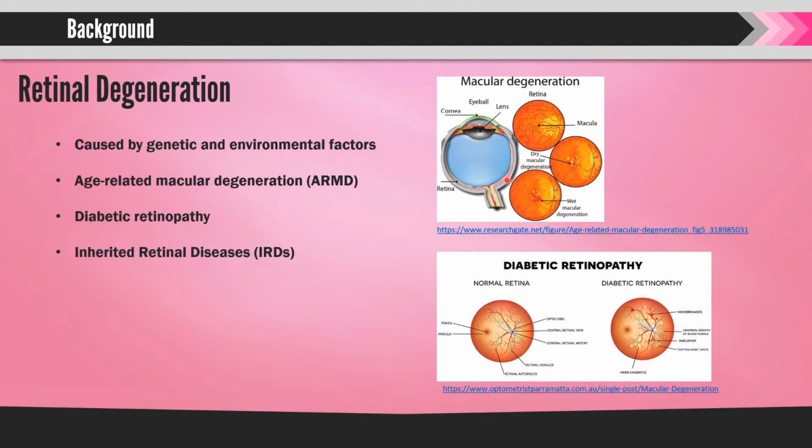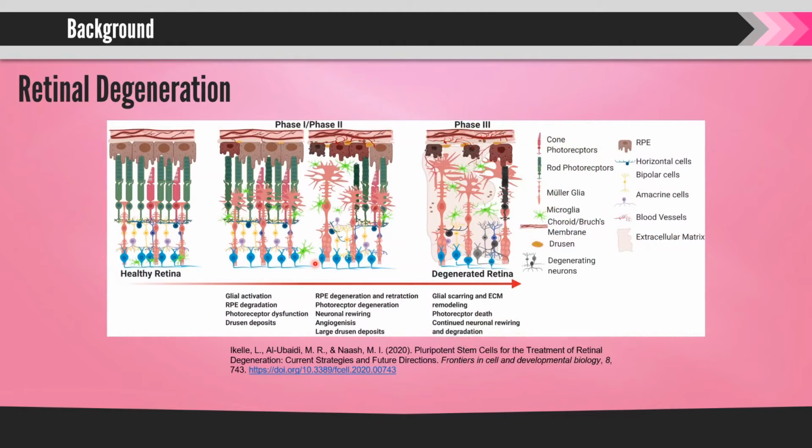So retinal degeneration is going to be the degradation of the structure, and this is usually caused by genetic or environmental factors. So some examples are age-related macular degeneration, right, which is actually the leading cause of blindness in the Western Hemisphere. And you're also going to have diabetic retinopathy, which is going to be this abnormal growth of blood vessels that damage the retina. And also, we're going to have inherited retinal diseases, which we're going to touch on in just a second.